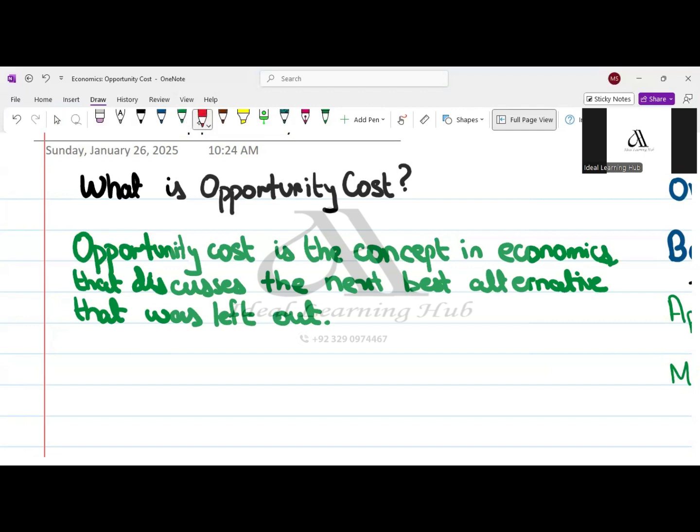So note a few things. I'm going to highlight the words the next best alternative and left out. Why did you underline these words? It's because the next best alternative is the alternative that came second. And the fact that we did not choose that option is the fact that it was left out.